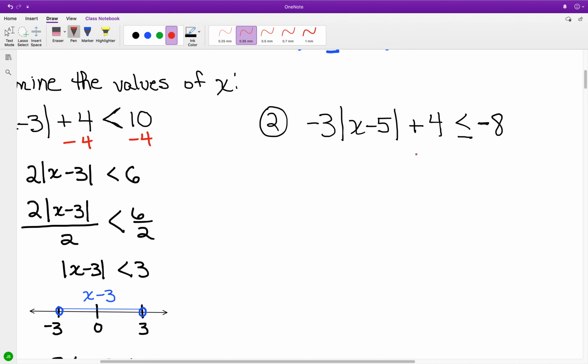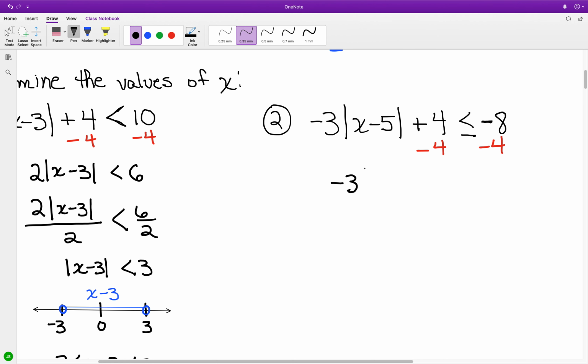Now, another case we have for the second item is negative 3 times the absolute value of x minus 5, plus 4, is less than or equal to 8. And if I isolate the absolute value term, I can take away 4 from both sides. So we have negative 3 times the absolute value of x minus 5, and upon deducting 4, negative 8 minus 4 will be negative 12.